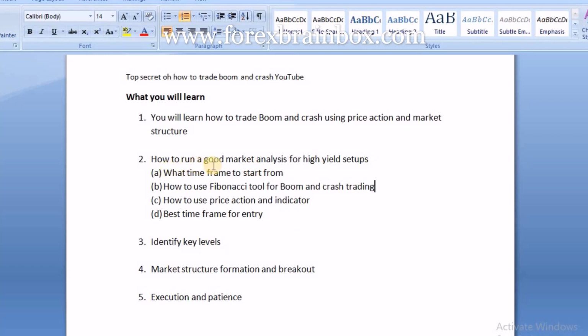Number 2, how to run a good market analysis for high yield setup. There's a correct way to run a market analysis for you to be able to spot high yield setups, so that when you place a trade, you make money over a long time.